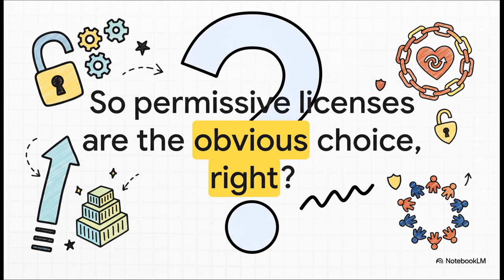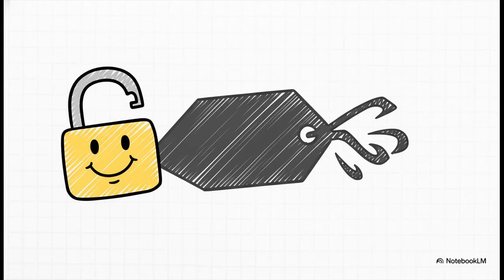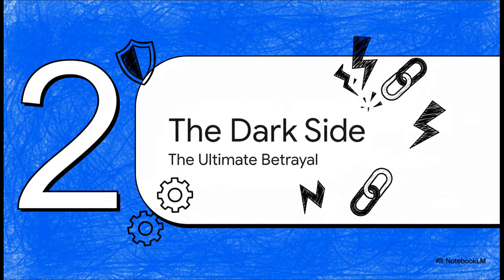Okay, so the case seems pretty solid, right? You avoid all the legal drama. The big companies love them, they offer total freedom. I mean, they're the obvious choice for any new project, aren't they? Wow. Think again, because that freedom comes at a price, a very steep and often pretty hidden price. So now, let's flip the coin. Let's explore the dark side of being permissive.